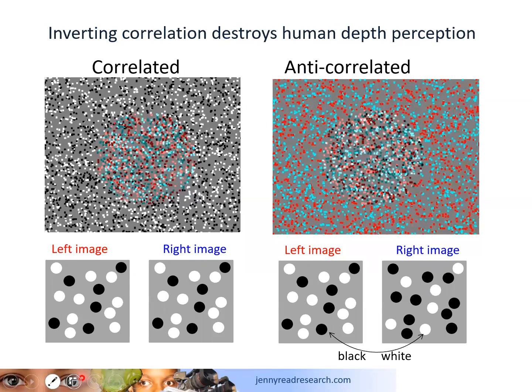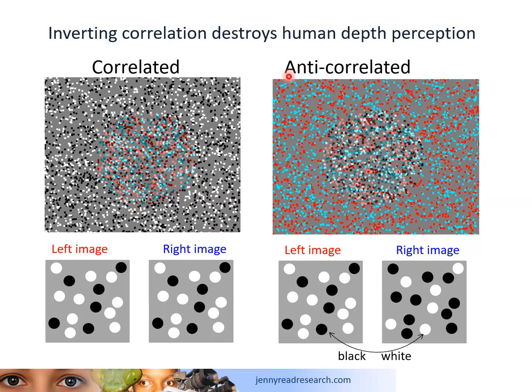So, backing that up is the idea that inverting correlation, messing with this cross-correlation, really destroys human depth perception. I'm afraid I haven't brought any 3D glasses, and it would really only be for this slide. But on the left, we have what's called a correlated stereogram. So it's like the one we saw before, where there's a pattern of black and white dots. The centre region has been shifted. If you put on 3D glasses, you see it standing out in depth.